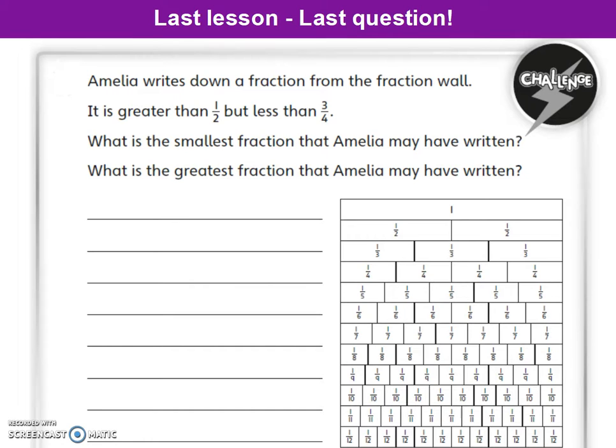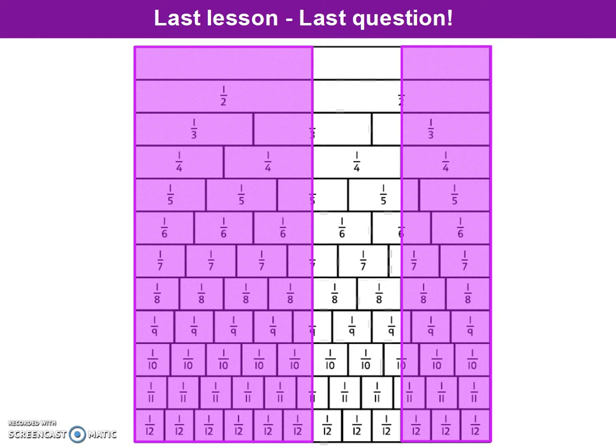So with this question, it's going to be the fraction wall that's going to make this easiest. So we know that our fraction is greater than 1/2 but less than 3/4. So the first thing I've done is looked at my fraction wall. I know that anything smaller than 1/2 isn't going to be that fraction. Anything bigger than 3/4 isn't going to be that fraction. So I've got rid of all those fractions smaller than 1/2 that you can see on the left hand side of that purple section, and then any fraction which is bigger than 3/4, which you can see on the right hand purple section. And in that middle bit, you can see the white, you can see all the black lines. That's what I'm interested in.